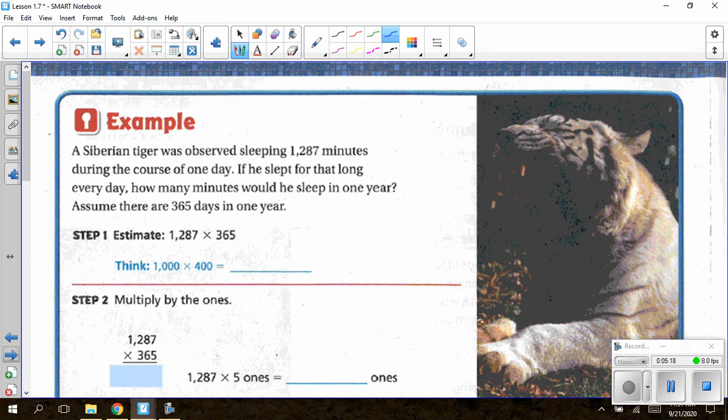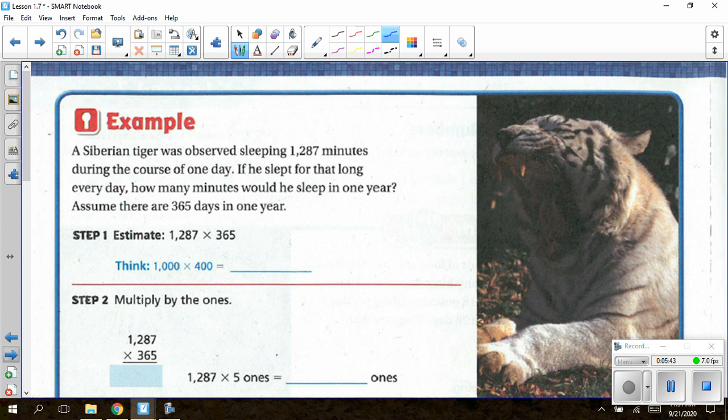Moving on to the next page. On page 44, my next example says a Siberian tiger was observed sleeping 1,287 minutes during the course of one day. If he slept for that long every day, how many minutes would he sleep in 1 year? And we need to assume that there are 365 days in 1 year.